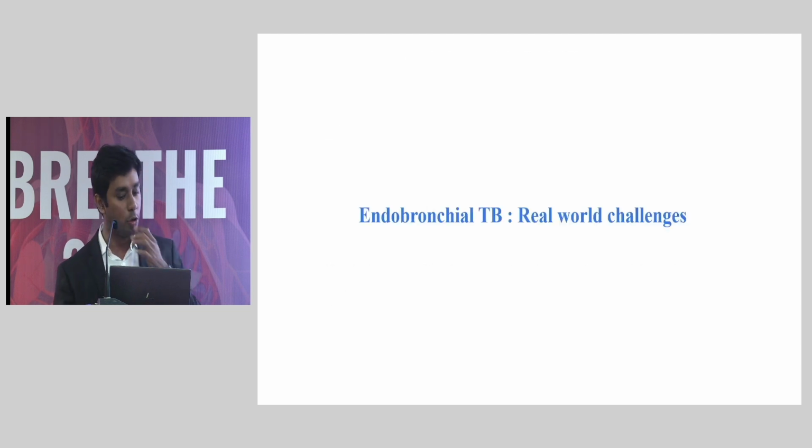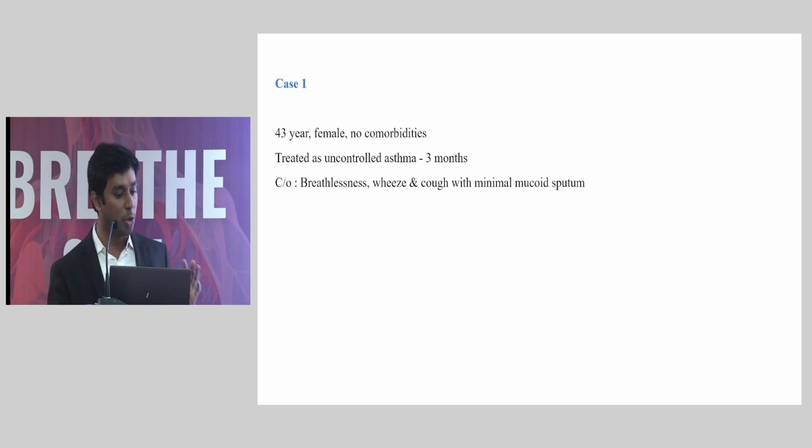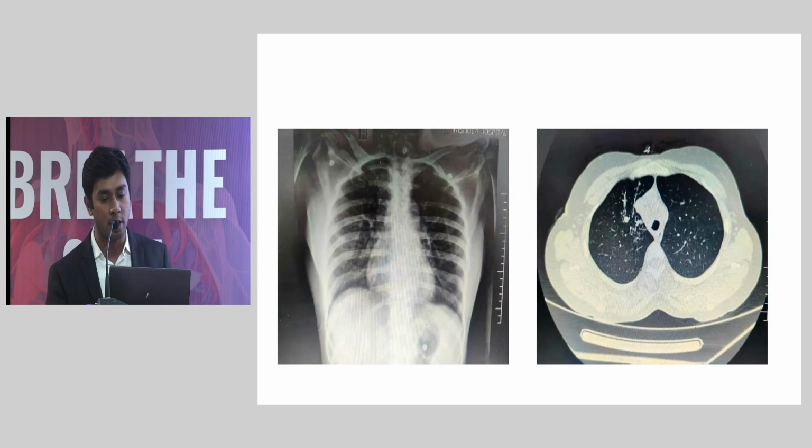I'll just take you through a few of the cases which we found in our clinical practice and let's see how we handle these cases of endobronchial TB. This was a 43-year-old female, no comorbidities, treated as a case of uncontrolled asthma for 3 months, who presented to us with shortness of breath, wheeze and cough with minimal expectoration. You got an X-ray and a CT chest done. In the CT scan, there is tree-in-bud nodularity in the right upper lobe and slight narrowing of your trachea.